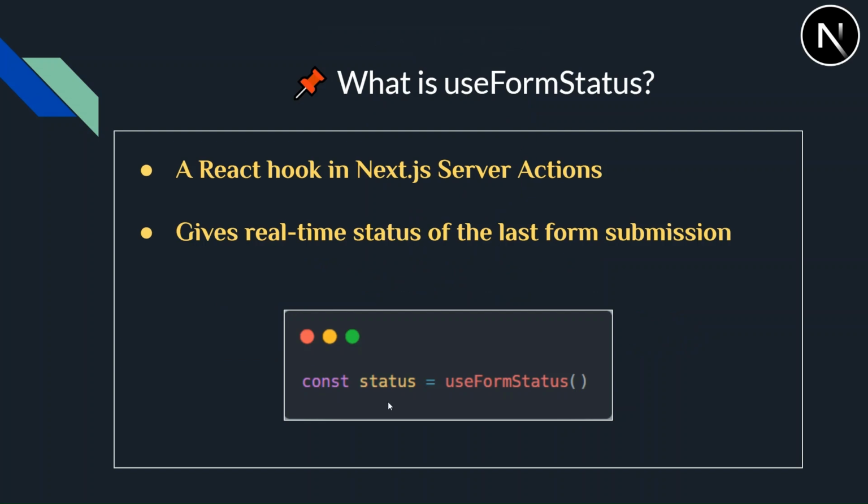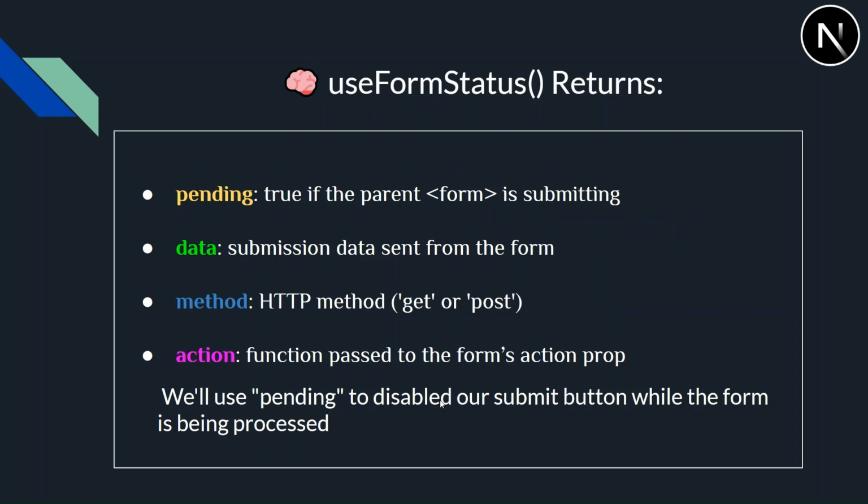It consists of a variable called status. We have a constant variable status, and in that we are assigning useFormStatus to it. So what does this particular useFormStatus actually return? There are some properties which are returned by useFormStatus. So first is the pending state.